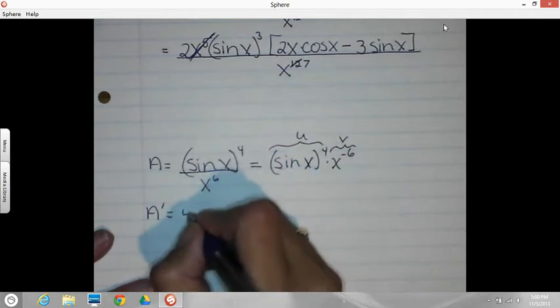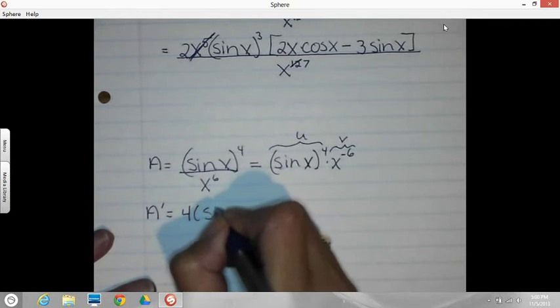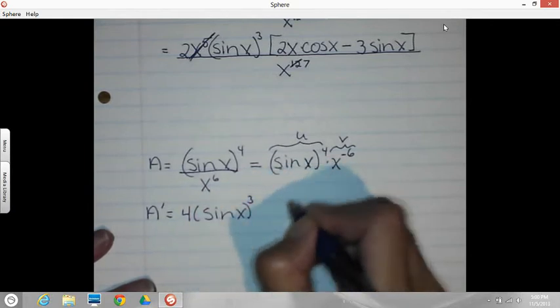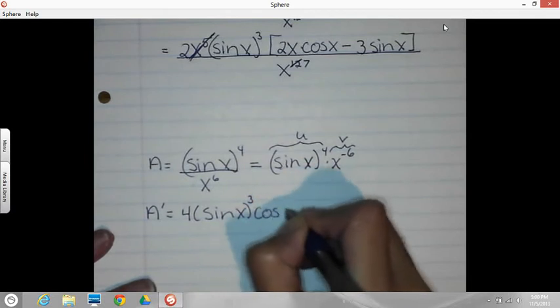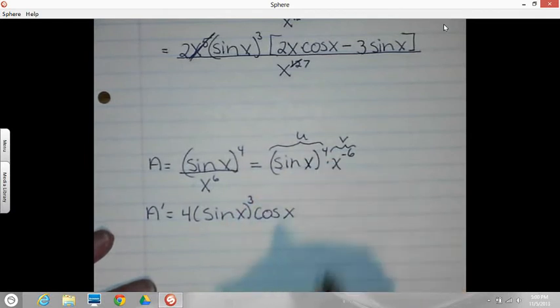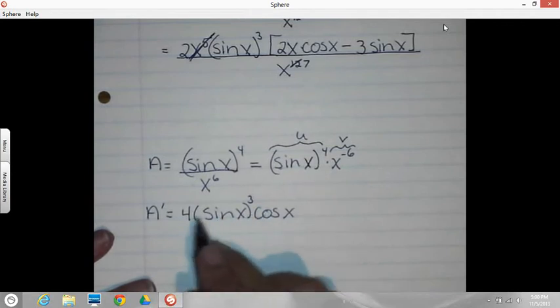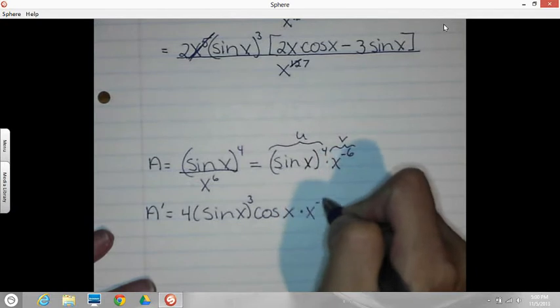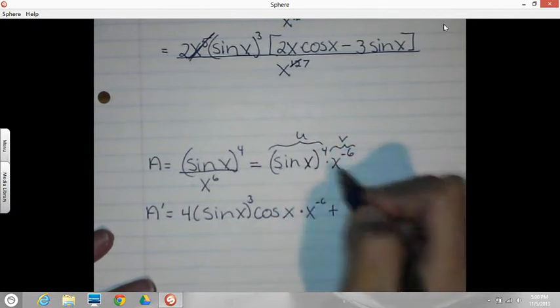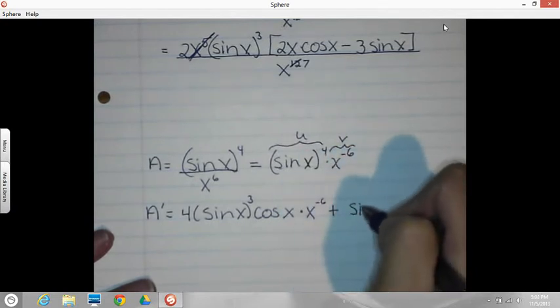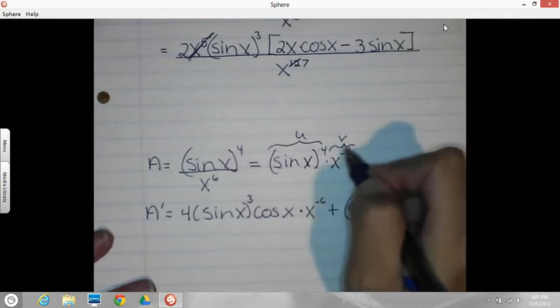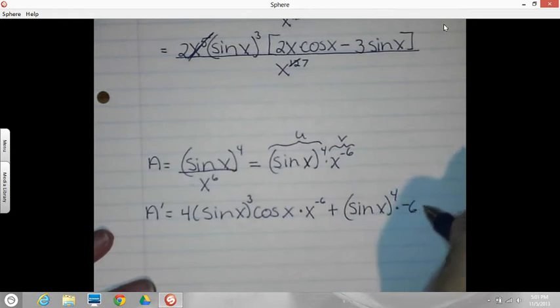4 times sine x to the third. And the inside derivative is cosine x. Derivative of x is 1. I have to mention that up there. So there's my u prime. So I have to multiply by the v. Plus, keep the u, times the derivative of the v is a negative 6 x to the negative 7.